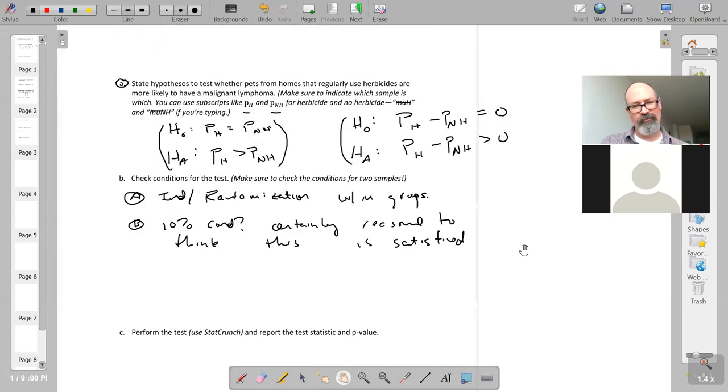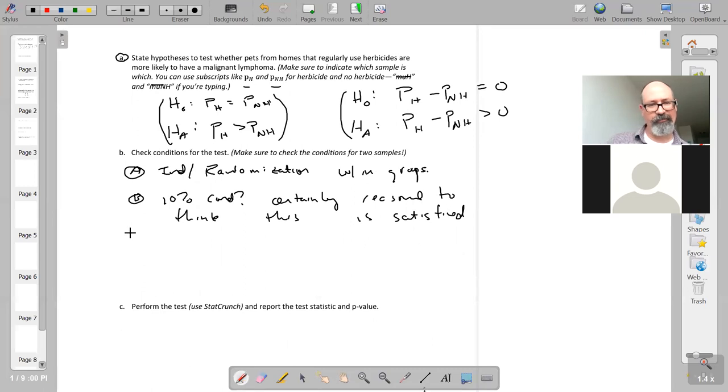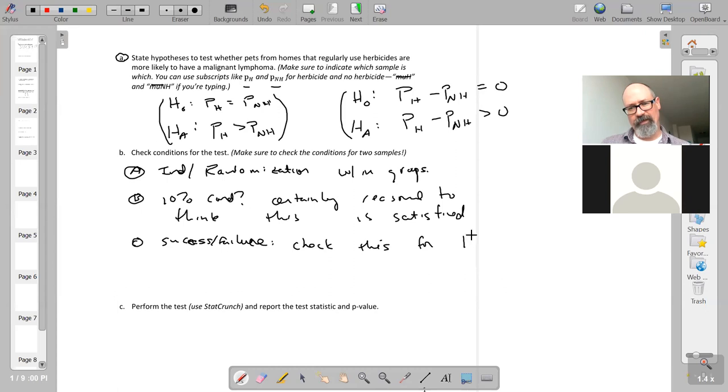Just like before, there's usually some kind of success-failure condition. I won't do the calculation here, but it's the calculation that you would expect to check, and you have to check it for both groups. So check this. I won't do it right now, but for the H group and the NH group, herbicide and no herbicide, you check these independently.